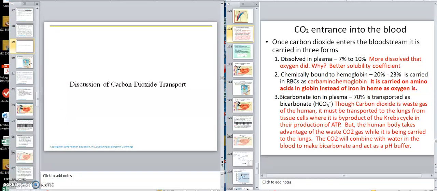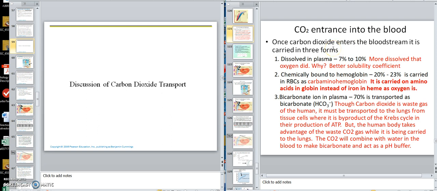Okay, class, now we're going to talk about, we talked about oxygen carrying in the blood. Now we're going to talk about carbon dioxide. Discussion of carbon dioxide transport. Okay, here's kind of the difference here. Let's look at it. Once carbon dioxide enters the bloodstream, it is carried in three forms.